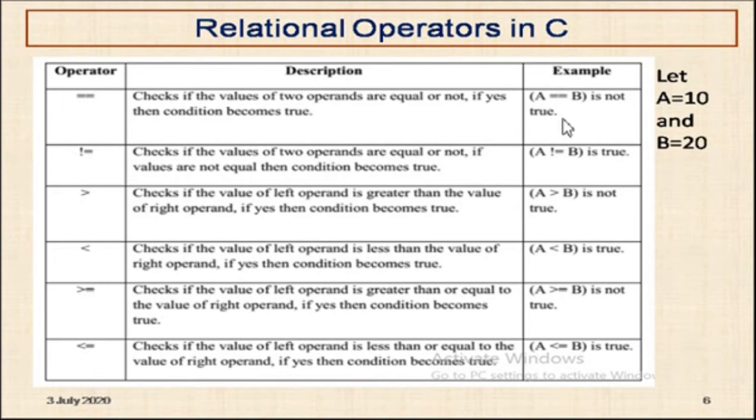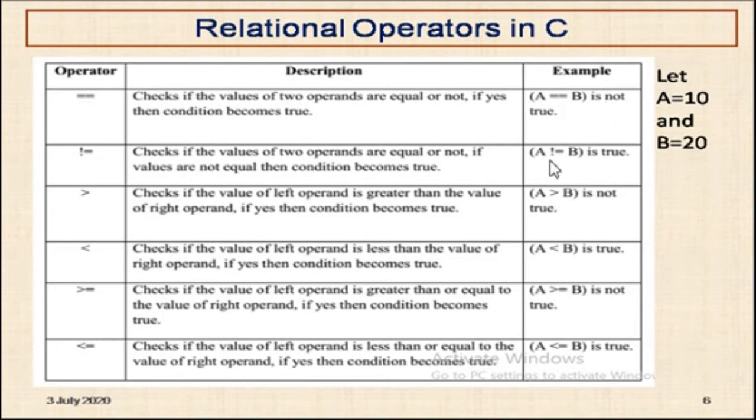See the example. Let us assume A is equal to 10, B is equal to 20. For this case, if we go for this condition, A equal to B, that is 10 is equal to B, this is not true. When both the values are the same, this will be true. Right. Now for this example, this is false. That is, it is not true.